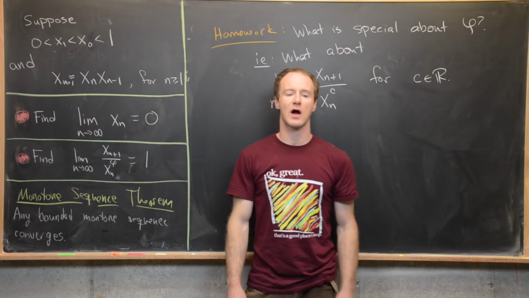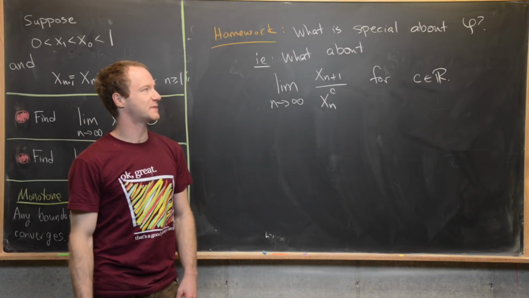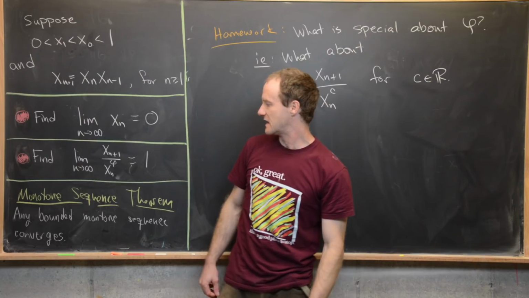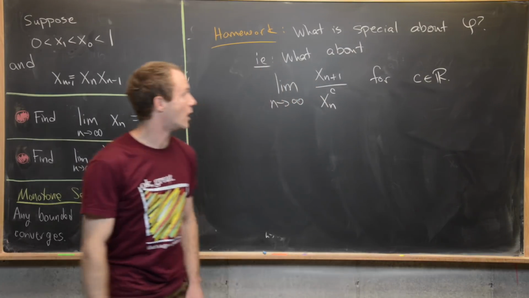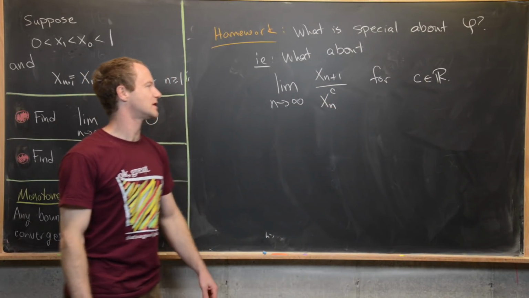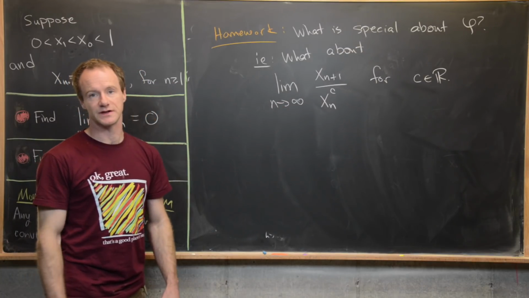Now let's look at a little problem inspired by this. So my question is, what is so special about phi? In other words, why, if we put phi in the exponent in the denominator down here, do we get this nice limit of 1? What would we get if we had x sub n plus 1 over x sub n to the c for other real values of c?